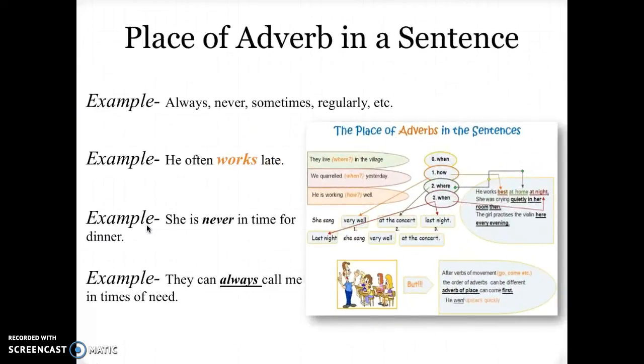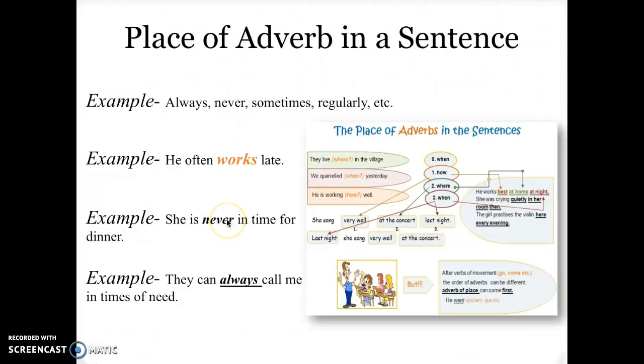Now pay attention to the following sentences, because we always have to make sure that the adverbs of frequency are placed correctly in sentences like these. Words such as always, never, sometimes, regularly, etc. are examples of adverbs of frequency. For example, here's another one. He often works late. Here, works, which is in the orange, is the main verb. Another example is she is never in time for dinner. Is is a form of to be, so we place the adverb after the word is, which is never.